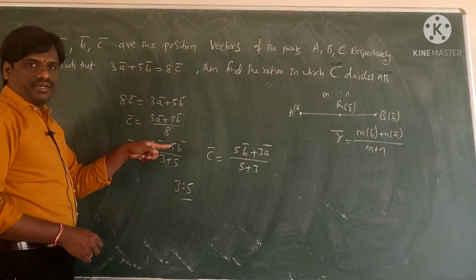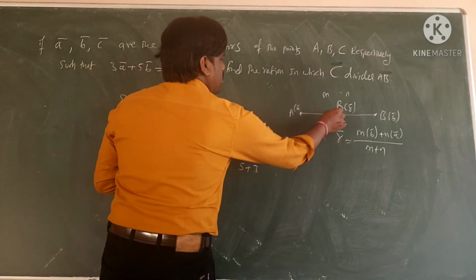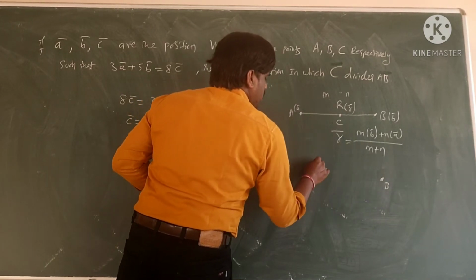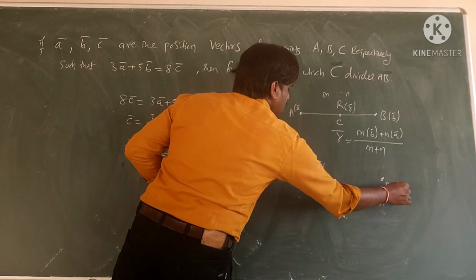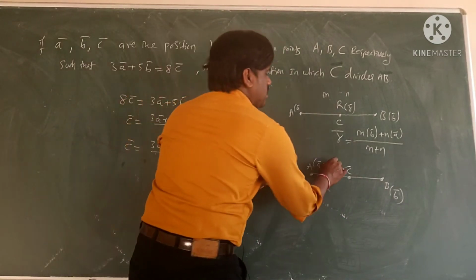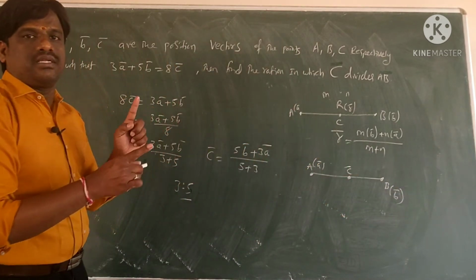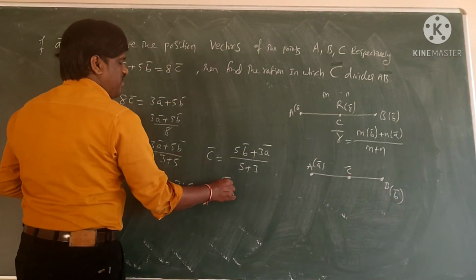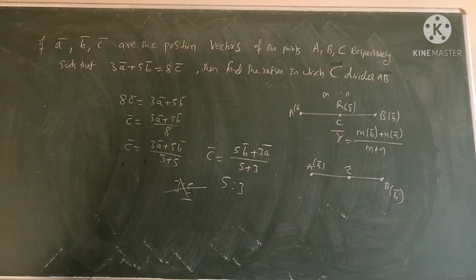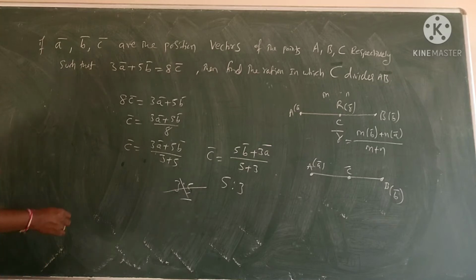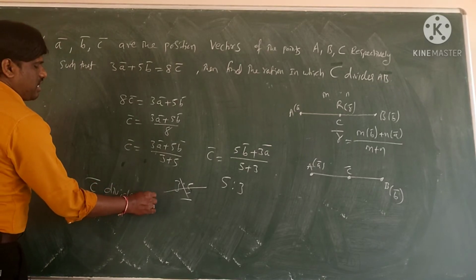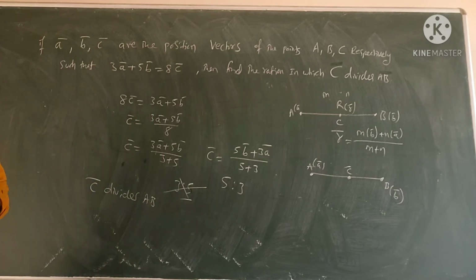Now this is the proper way, because this is C now. You have here A and here B, this is the A vector, this is the B vector, and this R is acting as C. So B vector gets m is to n, so the answer is 5 is to 3, not 3 is to 5. Don't make this mistake. So C divides AB in the ratio 5 is to 3, not 3 is to 5.